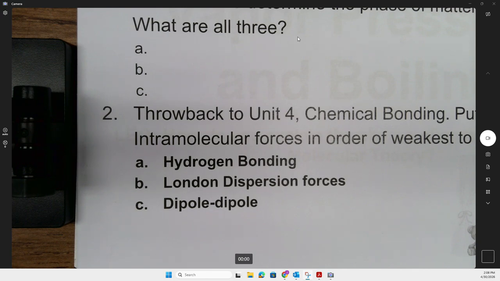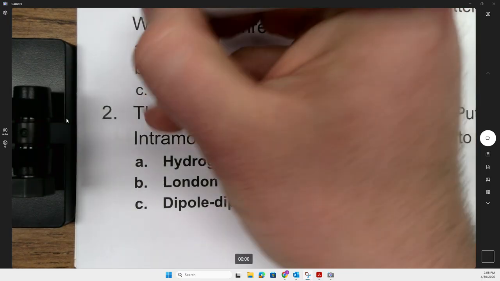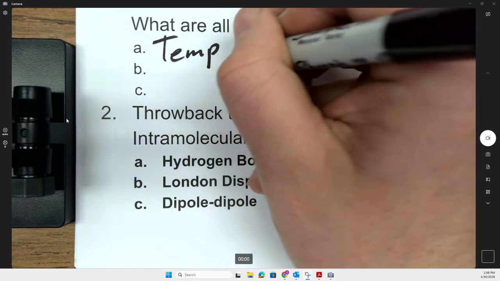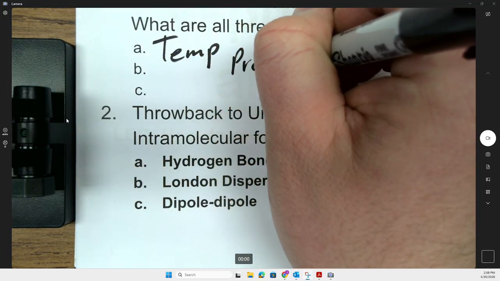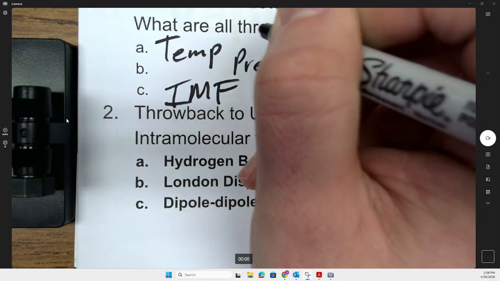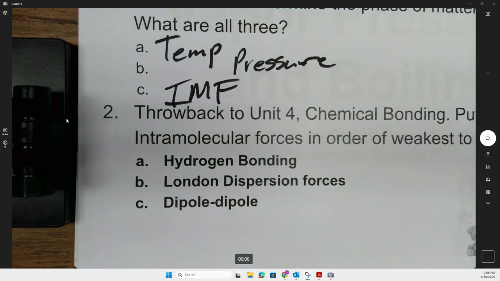So we had 3 factors that we had to worry about. We should remember them. That was the temp, that was pressure, and lastly, those intramolecular forces. Those were the 3 factors that determine what state of matter my substance is in.